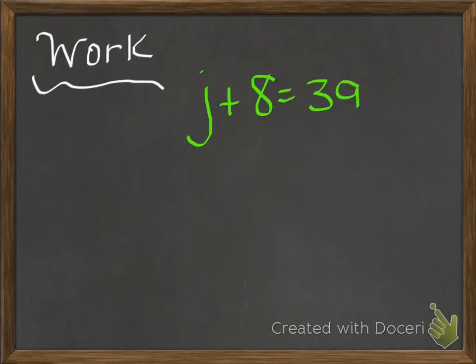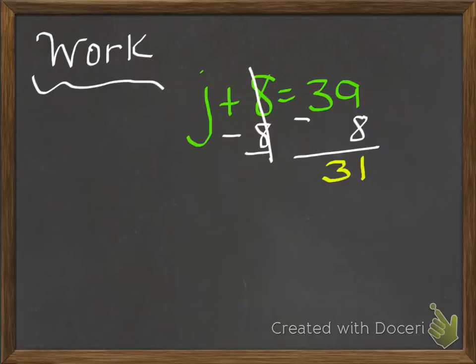All right, now that we have the problem, we just need to solve it. So J is going to be the variable. What's being done to the variable? 8 is being added to J. So to undo adding 8, remember you have to subtract 8 from each side. So you're going to cross that out, and then you are left with 39 minus 8, which is going to be 31.